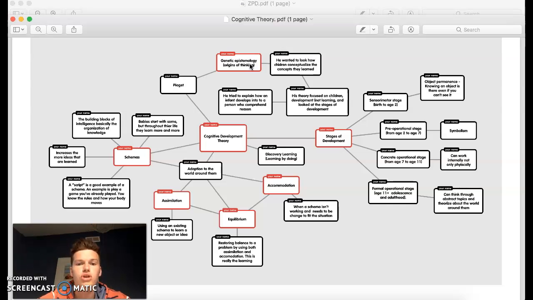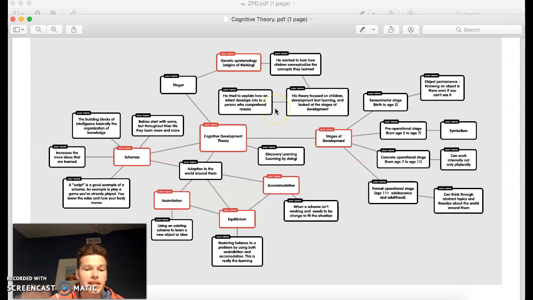And so he really wanted to look at children as opposed to adults. And he wanted to see how children conceptualize the concepts that they learned. And his theory really focused on children's development. Not really their learning, but how they grow up and then in turn learn things. And he's really looking at the stages of development, which are these things over here. And so he tried to explain how an infant develops into a person who can comprehend reason. And so this is really what he was looking for, how a child can develop from an infant all the way to an adult and then know how to critically think and think through their problems.